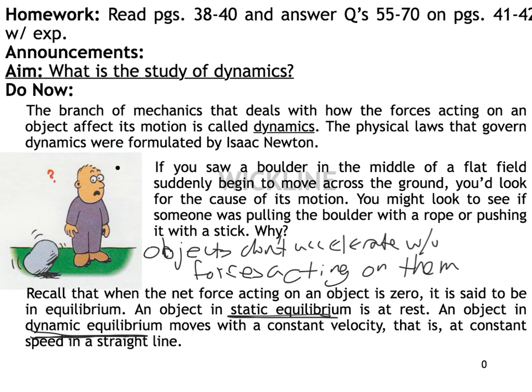And so that's the major difference. In static equilibrium, the object's not moving. In dynamic equilibrium, the object will be moving. And both of them are okay as long as the object is not accelerating. So if the object isn't accelerating, it's in equilibrium. And if it's sitting still, it's static equilibrium, and if it's moving, it's dynamic equilibrium.